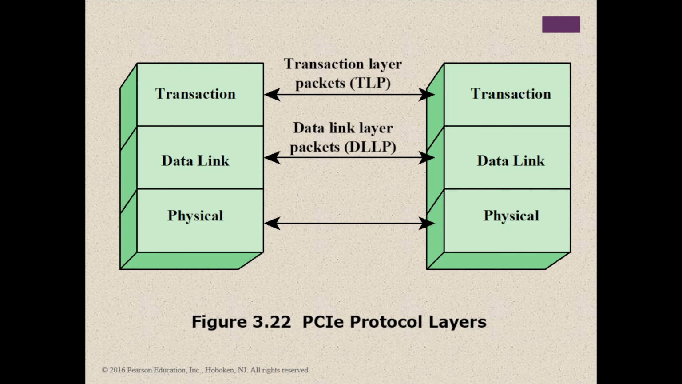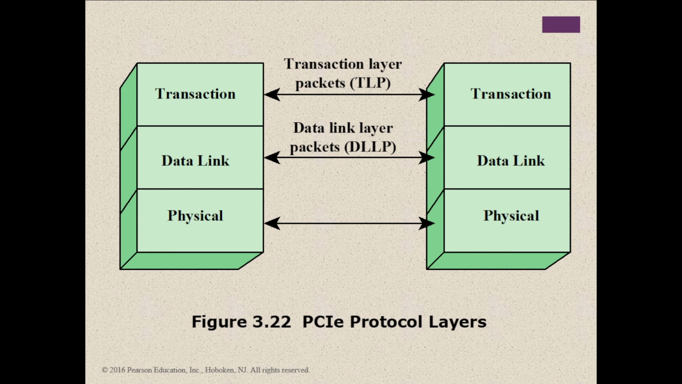Physical consists of the actual wires carrying the signals, as well as circuitry and logic to support ancillary features required in the transmission and receipt of the zeros and ones. Next we have data link. It's responsible for reliable transmission and flow control. Data packets are generated and consumed by the DLL, the data link layer. Packets generated and consumed by the DLL are called data link layer packets, or DLLPs.